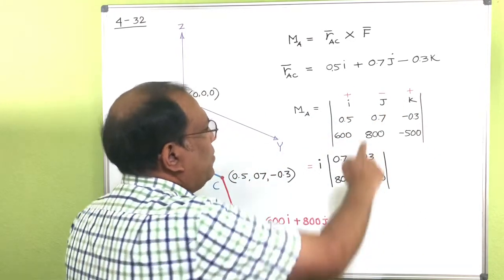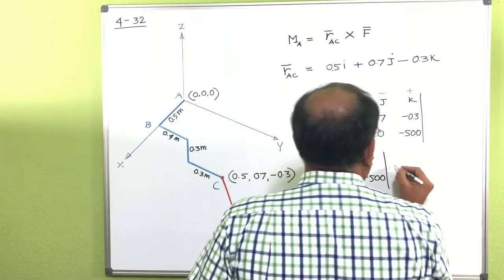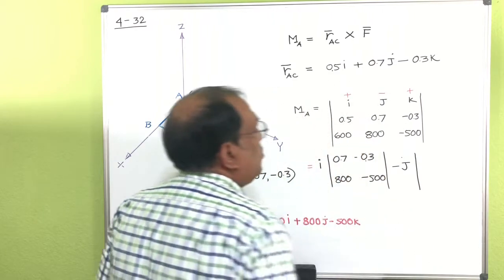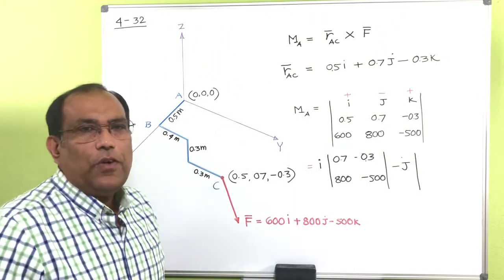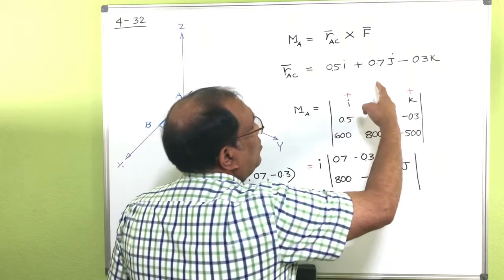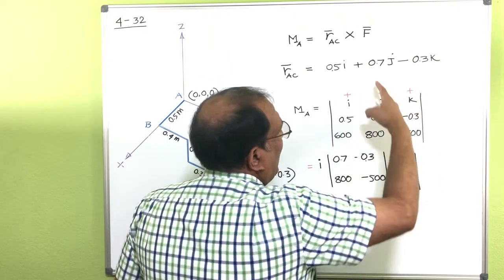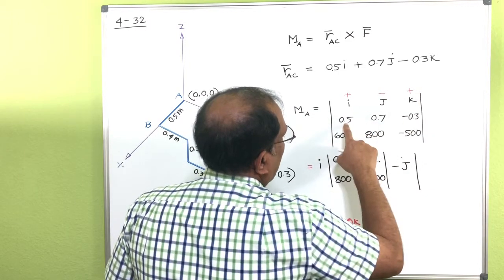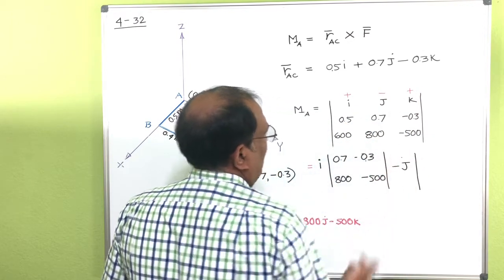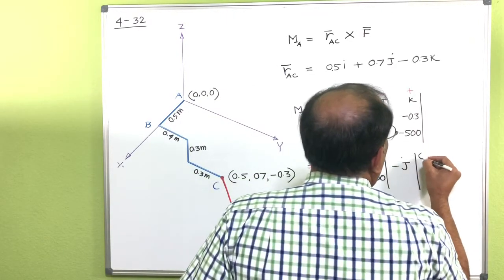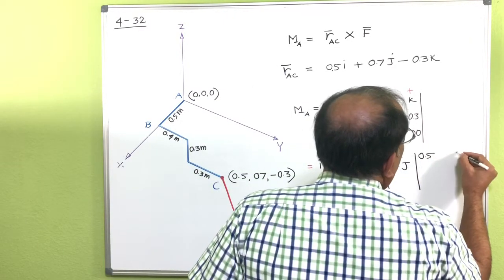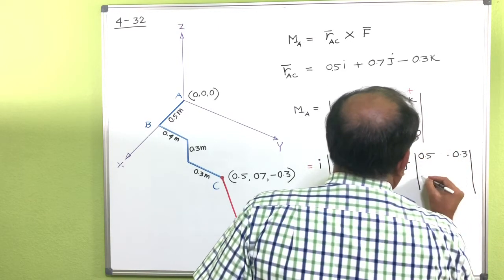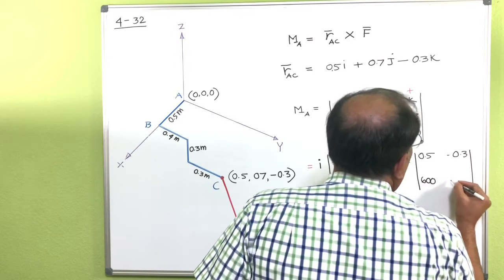Now for j, you can see definitely this is a negative sign here. So you have to write the submatrix for j. To do that, you just cancel the row and the column of j. If you cancel this one and this one, then you have this and this here, which is 0.5, and then 600 and minus 500.